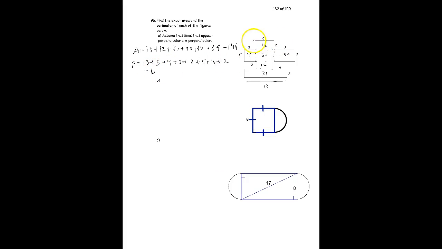plus 6 plus this 2 plus this 3 plus this 5 plus this 3 plus this 2 plus this 3 plus this 3. And I started with the 13. If you add all those up, you'll get 72. So just pretend like you're a car driving around and you're keeping track of all the miles.